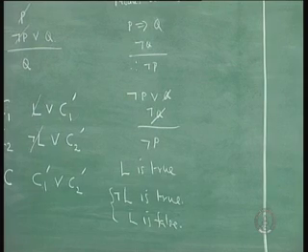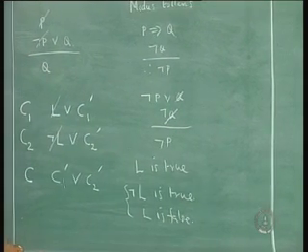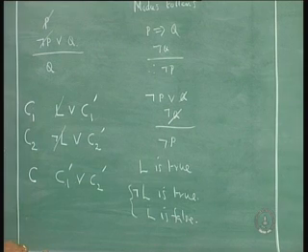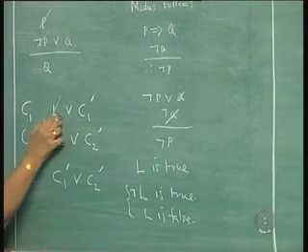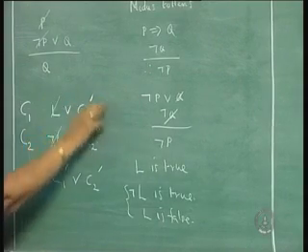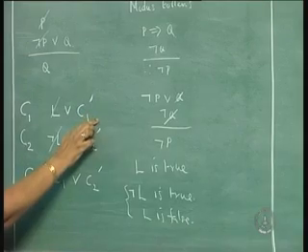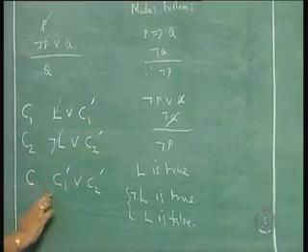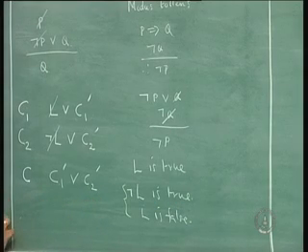Either L is false or L is true. Suppose L is false. In that case, look at the C1. If this has to be true, then C1 prime has to be true. That means C1 prime or C2 prime will be true.